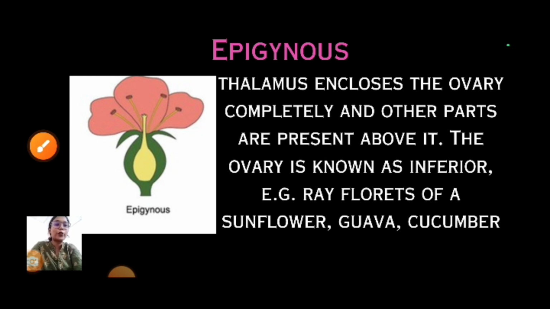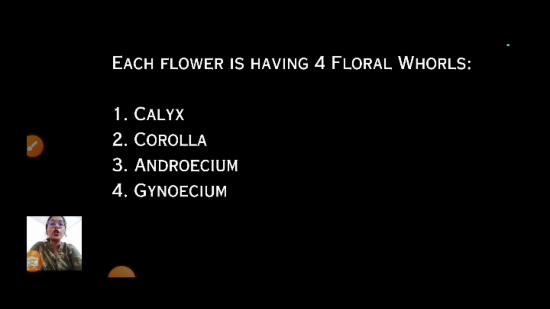Then moving on to the next slide. Let's see some parts of the flower. We have already discussed a few parts. Again, we will discuss in detail now. So each flower has 4 floral whorls. We have already discussed this in the introductory part of the video. That is calyx, corolla, androecium, gynoecium. Is it clear? Again, we are revising it.